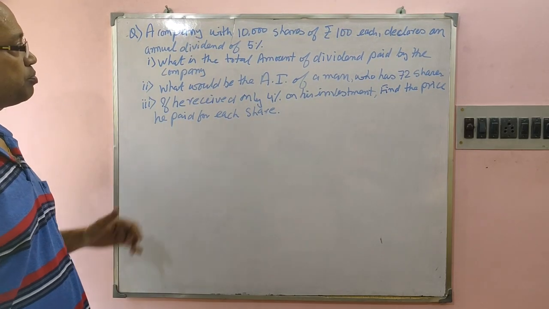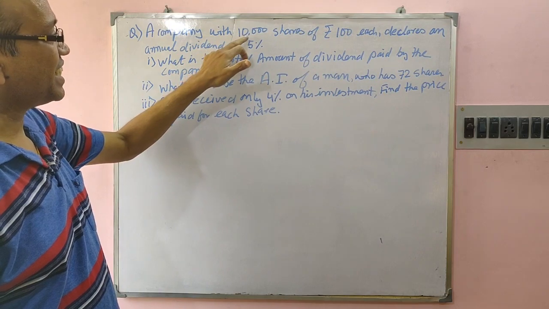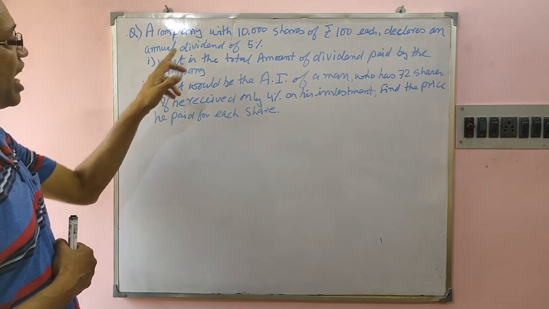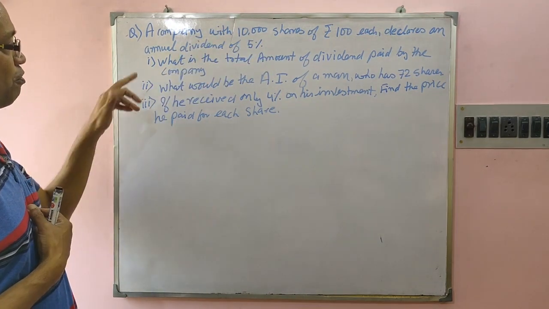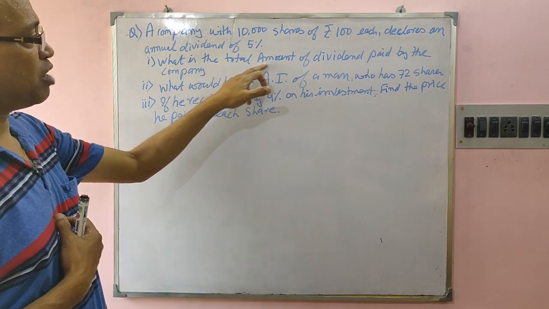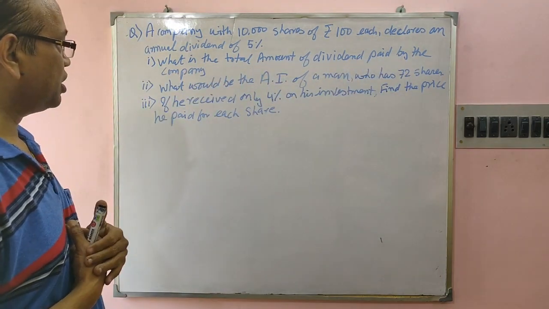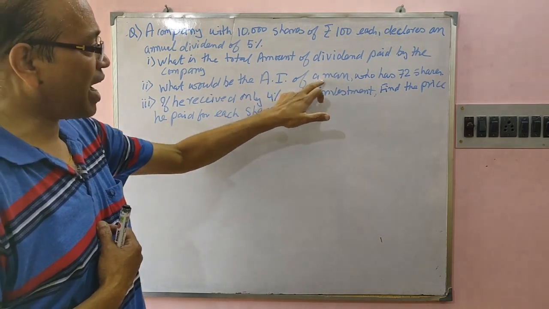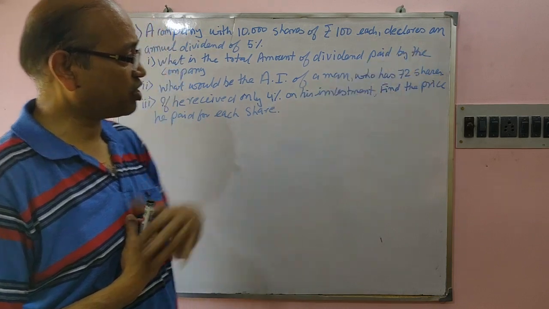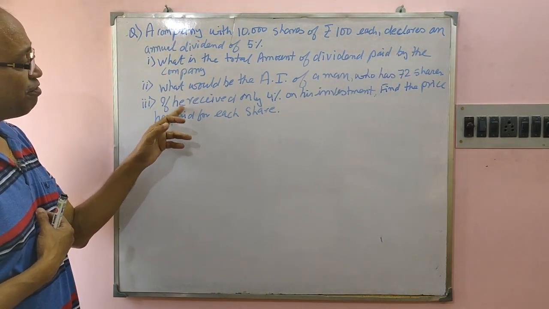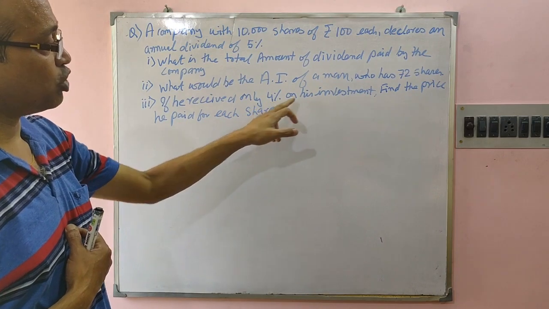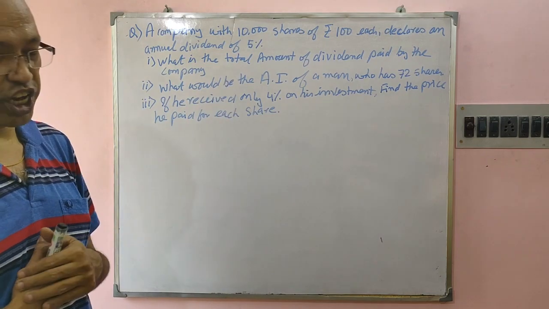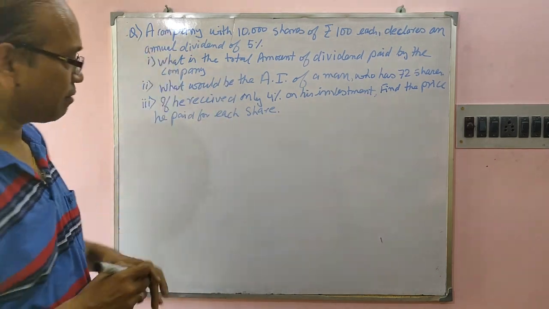The next question. A company with 10,000 shares of rupees 100 each declares an annual dividend of 5%. First, what is the total amount of dividend paid by the company? Second, what would be the annual income of a man who has 72 shares? And third, if he received only 4% on his investment, find the price he paid for each share. Let us go one by one.